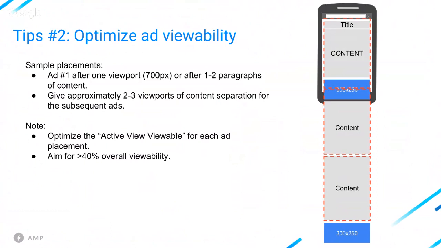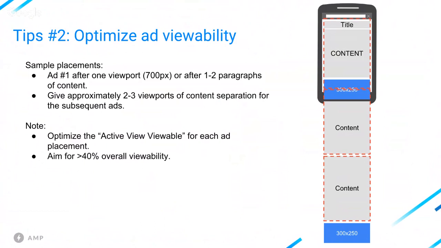For example, for ad number 1, put the ad after 1 viewport or 700 pixels, or at least after 1 or 2 paragraphs of content. So for those of you who are using WordPress CMS with Ad Inserter, you can just make sure that there are 1 or 2 paragraphs before you put an ad. It's very simple. And how about ad number 2, 3, and 4? I recommend that you put approximately 2 to 3 viewports of content separation for the subsequent ads.